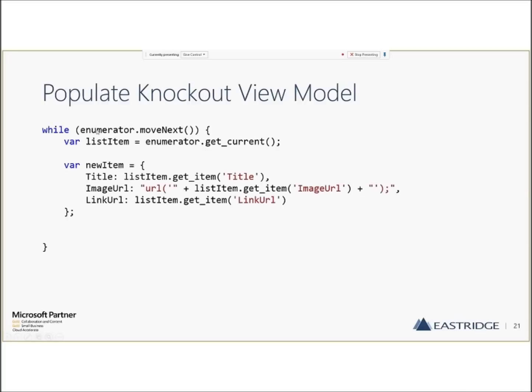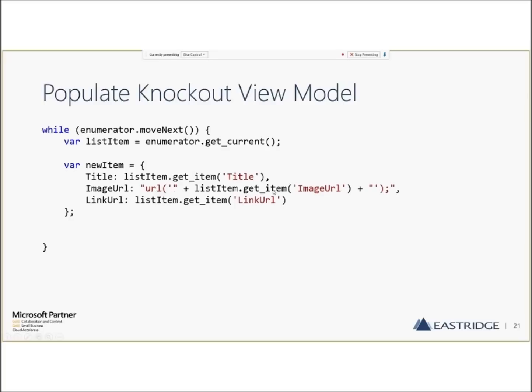In this case, we want to create a new item, a new JavaScript object, for every SharePoint list item that we get back. And this is just a sort of JSON notation for creating items. We're setting the title property, the image URL property, and the link URL property to the title field, the value of the image URL field, and the link URL field. We got a little extra text in here that's going to get evaluated because of the way the image URL is used. It's used as a background image.